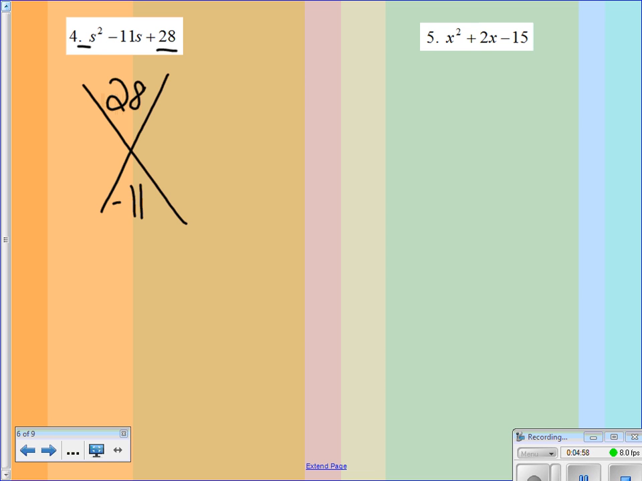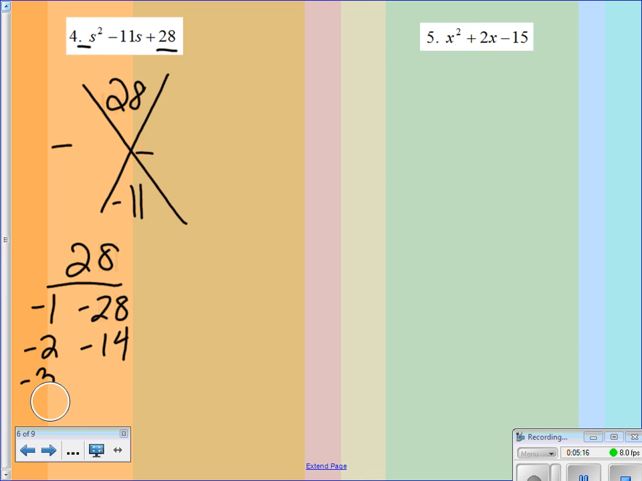So here's one of those cases, negative sum, positive product. Both my factors are negative. So let's take a look at 28. I have negative 1, negative 28, negative 2, negative 14. Negative 3 won't work, negative 4, negative 7.